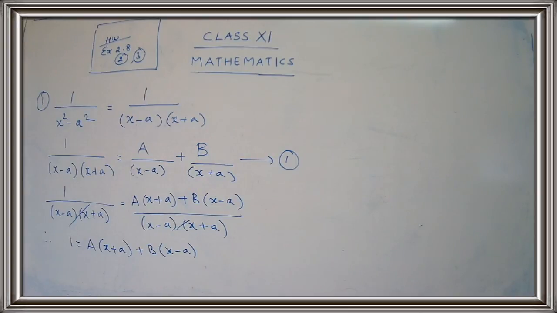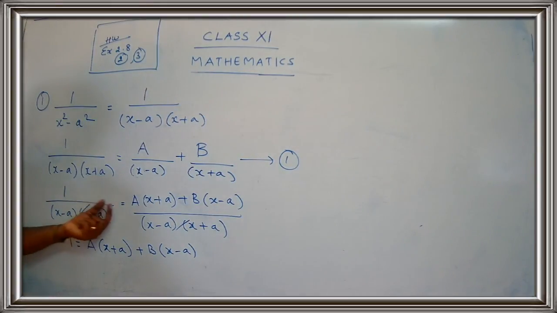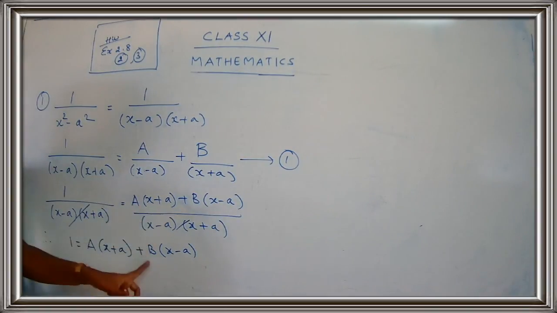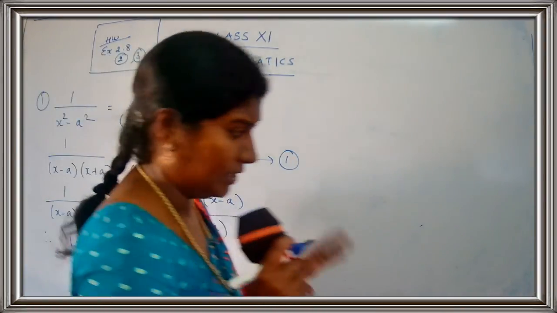Are you clear with this part, children? So we have cross multiplied and made the denominators common. On the LHS and the RHS we get the same denominator, and now we are just going to consider the numerator. So what is the numerator here? 1 is equal to A into x plus a plus B into x minus a. Clear, children? Okay. Now we are going to find out the values for A and B. That's what we have to do.